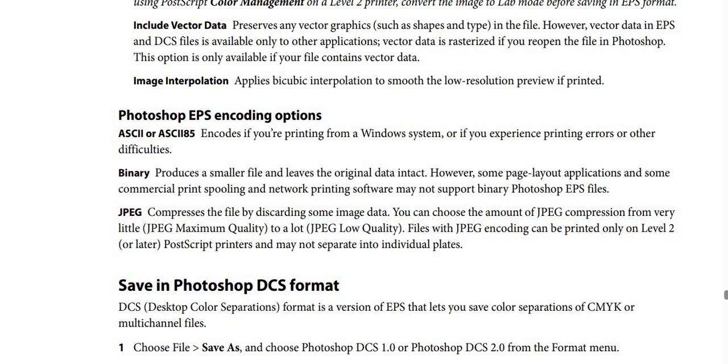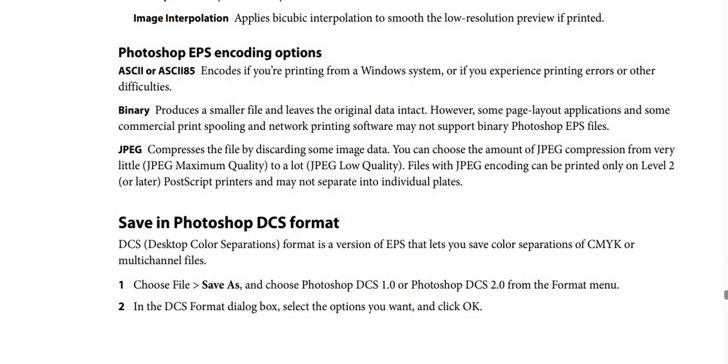And the next option, JPEG. JPEG means it compresses the file by discarding some image data, and you can choose the amount of JPEG compression, from very little JPEG, maximum quality, to a lot of JPEG, low quality. Files with JPEG encoding can be printed, by the way, only on a level 2 or later PostScript printers, and may not separate into individual plates.